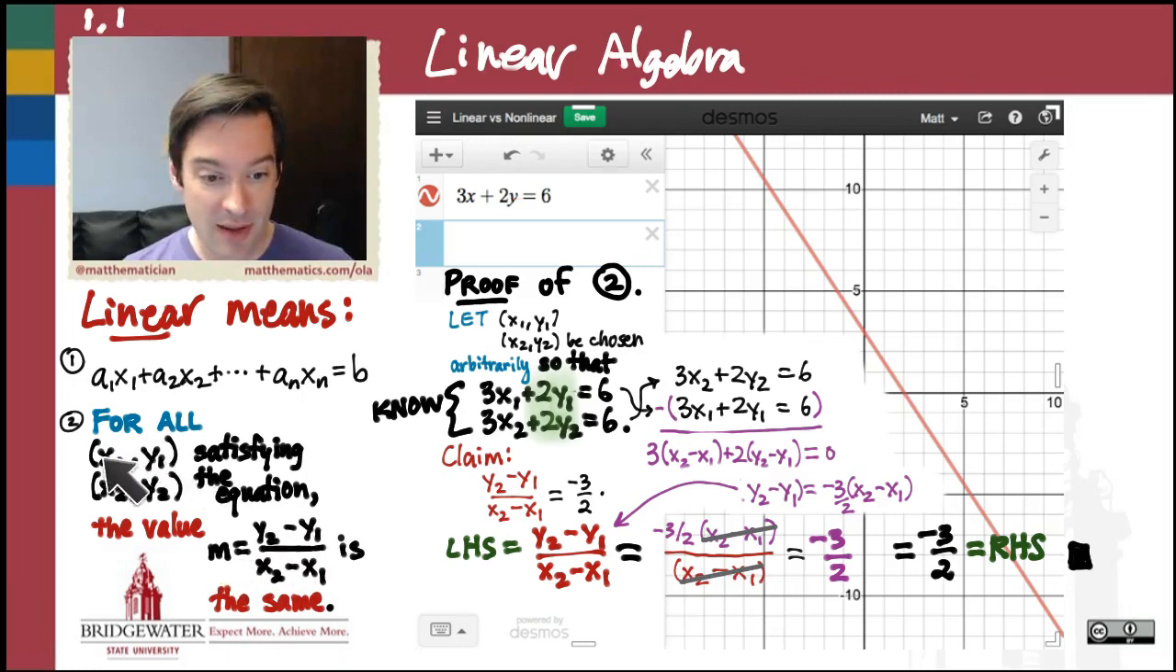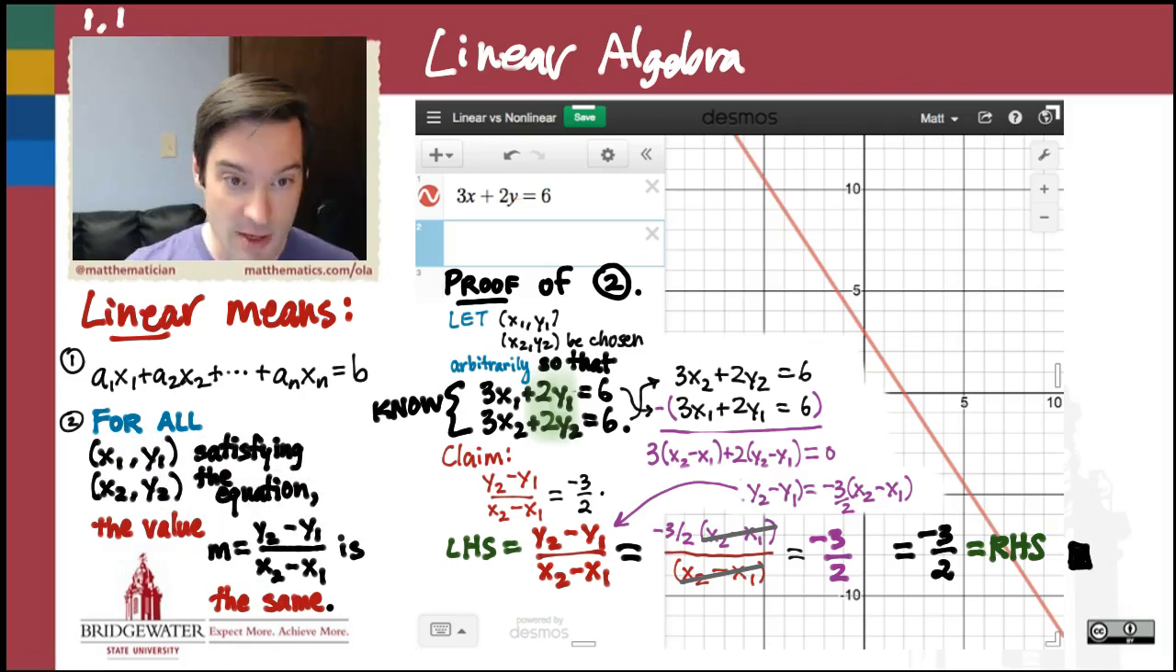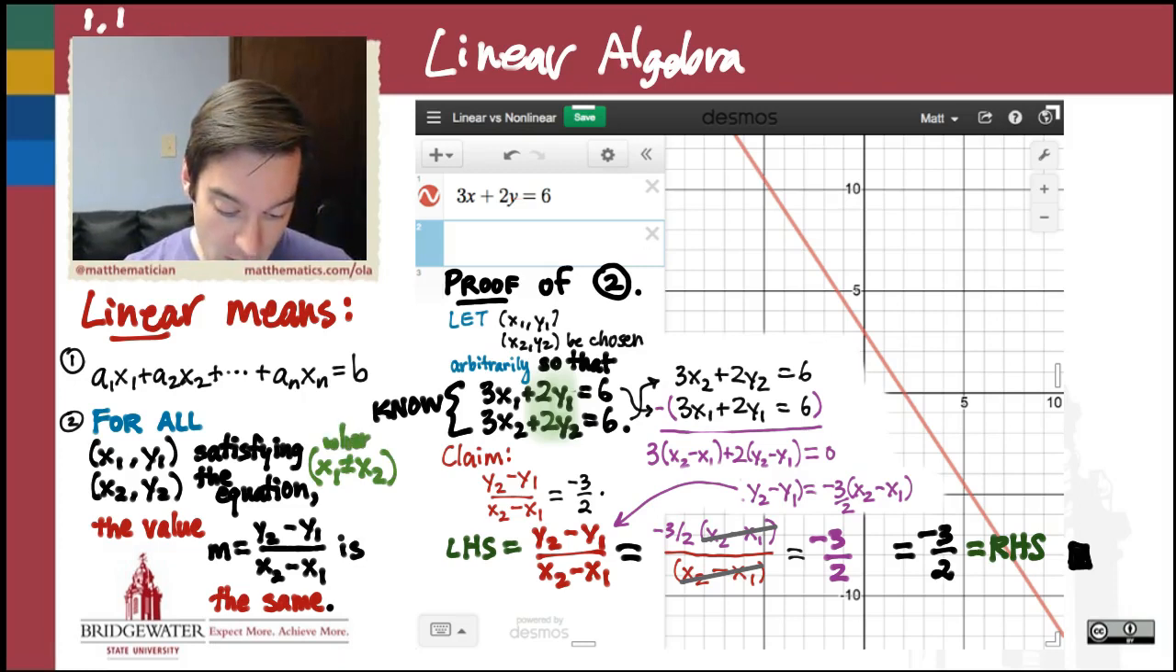So we should probably have also specified for all x1, y1, x2, y2 satisfying the equation for which x1 is different from x2. So I'm going to add that in here. x1 different from x2. Then this conclusion needs to hold, right? So that was just a little thing that I forgot to write down in the original formulation over here.